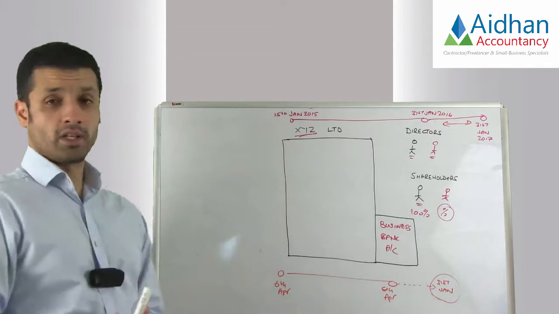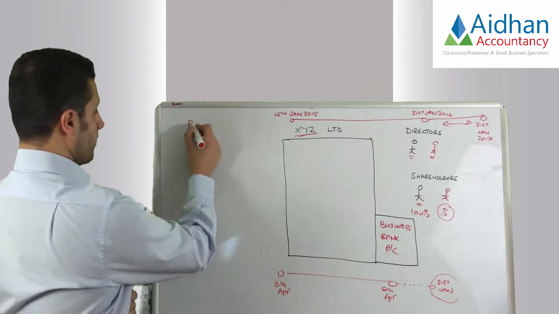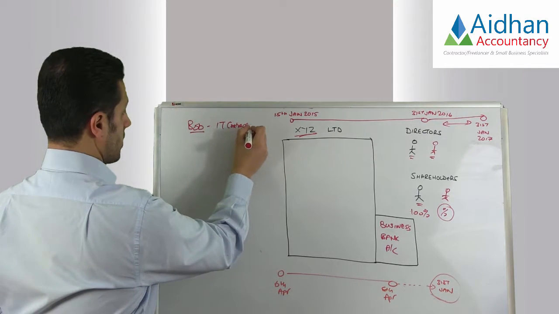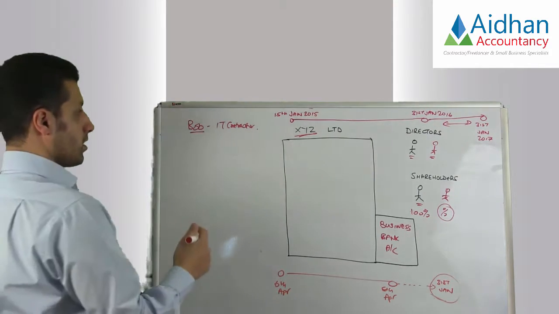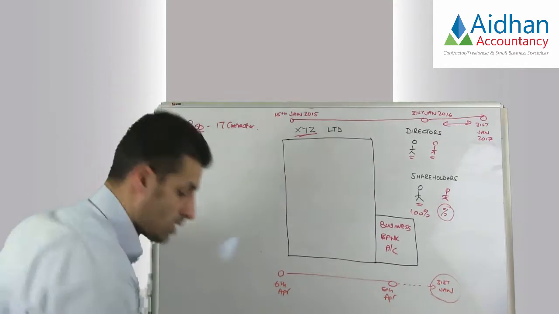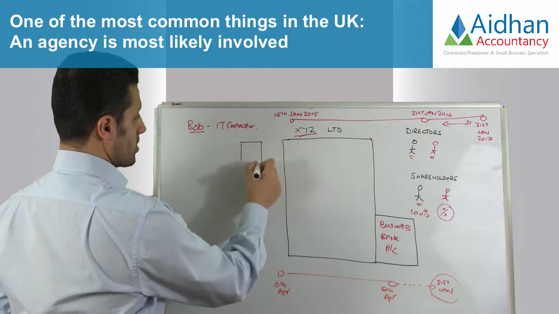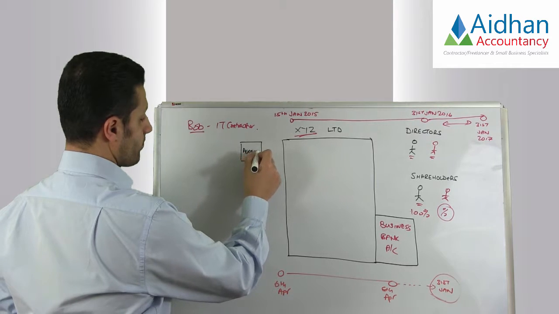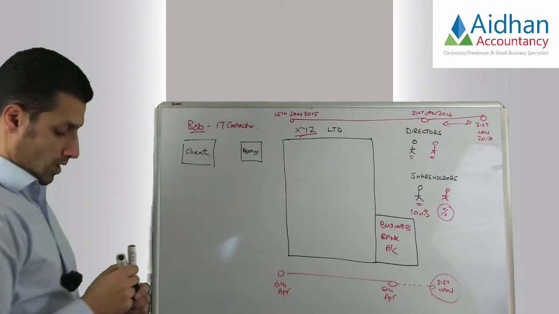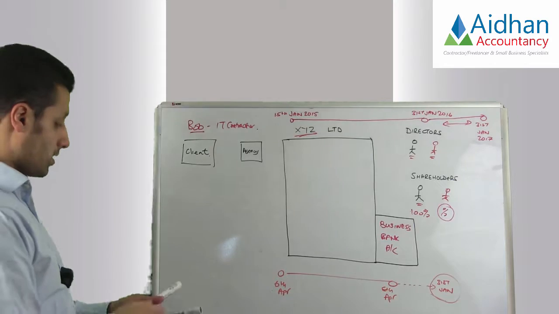Now, I'm going to explain using a very generic example. So let's just call you Bob, and let's imagine you are an IT contractor. As an IT contractor, you may have secured a contract, or be in the process of securing one. One of the most common things here in the UK is that there's an agency involved. The agency is your recruitment consultant or middleman, whoever it may be.